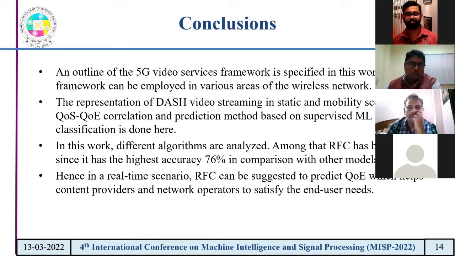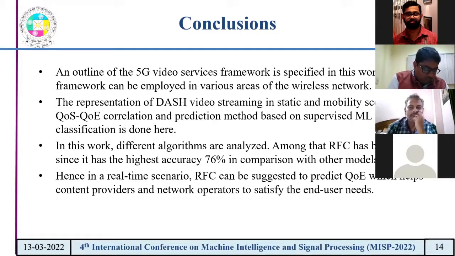Conclusion. An outline of the 5G video services framework is specified in this work. This framework can be employed in various areas of wireless networks. The representation of dynamic adaptive streaming over HTTP video streaming in static and mobility scenarios is given, and a quality of service to quality of experience correlation and prediction method based on supervised machine learning classification is done here.